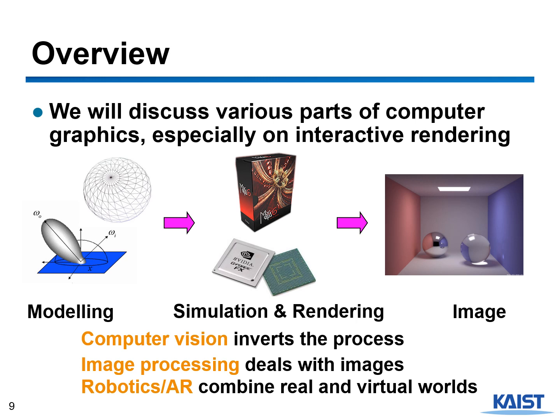And there are some related fields like computer vision. Computer vision simply inverts this process. In other words, it starts from the 2D image and tries to understand and extract the 3D model. Image processing deals with the image, and some of the recent techniques like robotics and AR, augmented reality, combine the real and virtual world in modeling or image spaces.